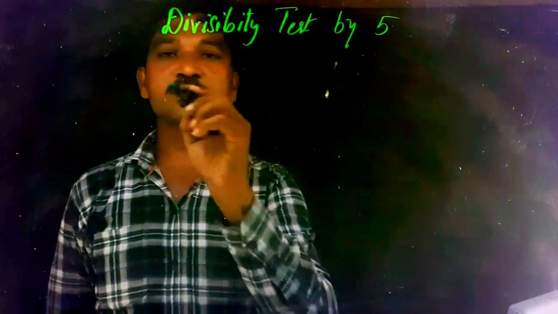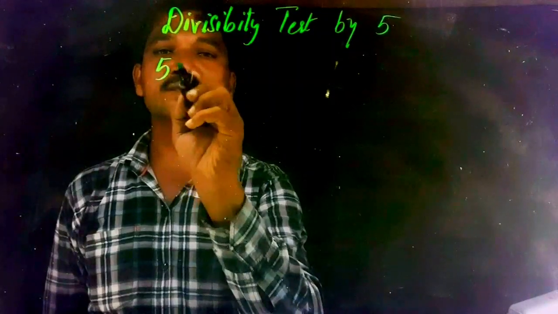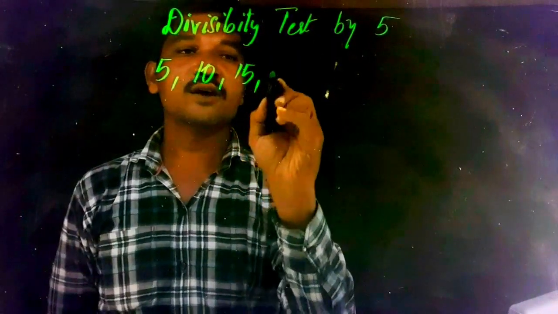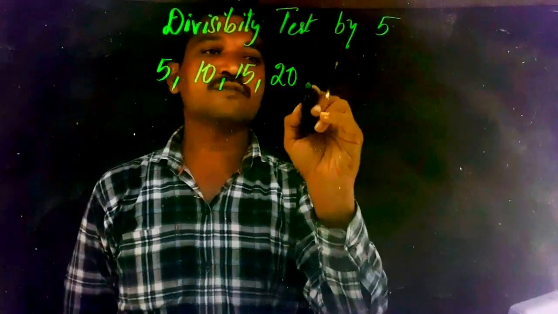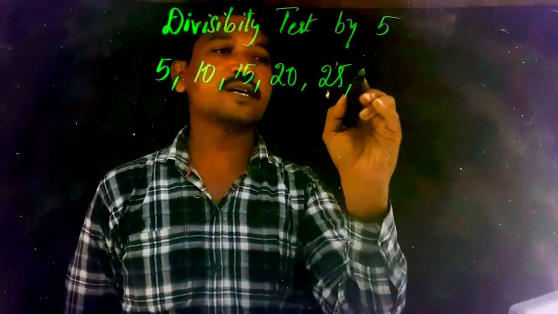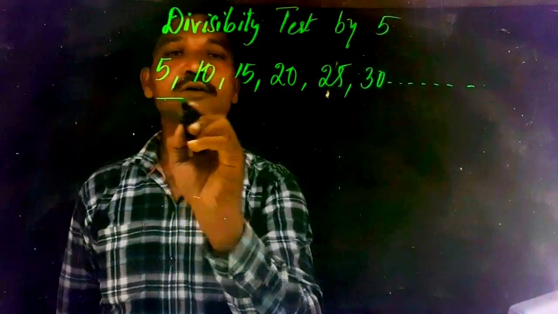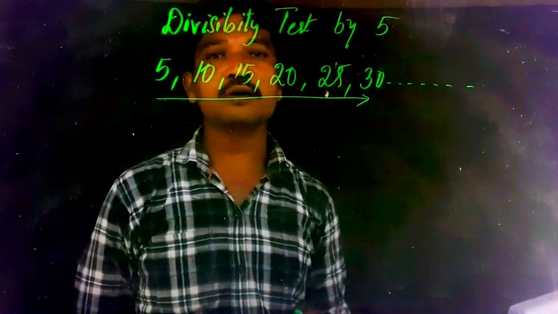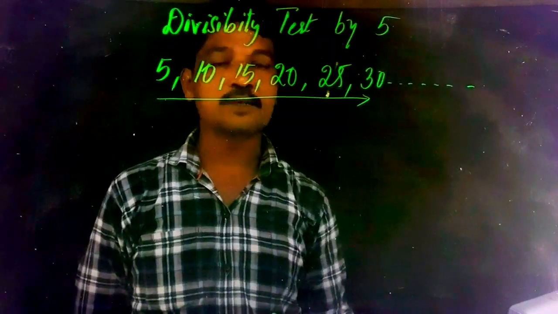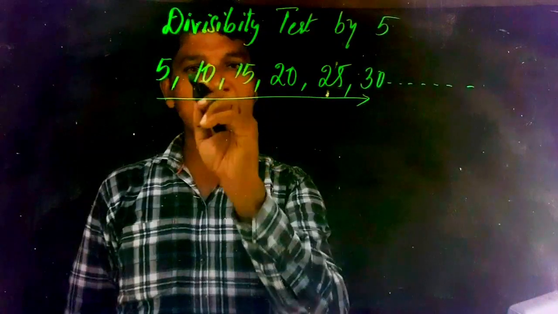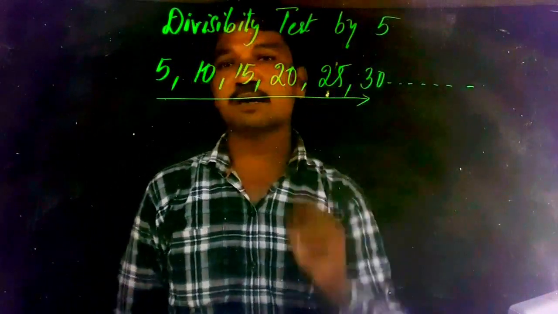What are those numbers? I am just telling them. 5 1s are 5, 5 2s are 10, 5 3s are 15, 5 4s are 20, 5 5s are 25, 5 6s are 30, and so on. These are multiples of 5. If the numbers are multiples of 5, they are all divisible by 5.